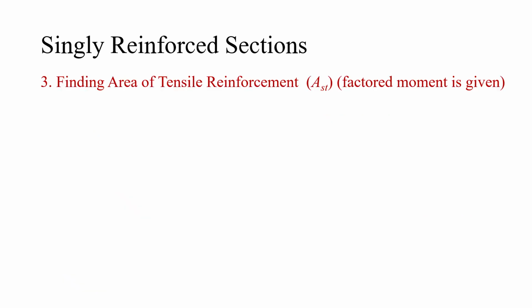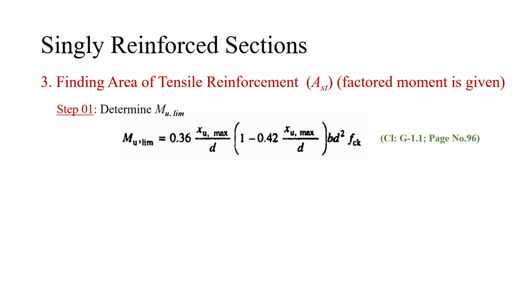So the third type is to find the area of tensile reinforcement when the factored moment is given. They will be giving the factored moment, the width and the depth as well. We need to find out the area of tensile reinforcement. Before that, we need to find out what type of beam or section they have given. So we can find out the Mu limit. The Mu limit equation is the same equation which we discussed, given in clause G-1.1, page number 96. If you substitute all this, we'll be getting the Mu limiting moment of resistance.